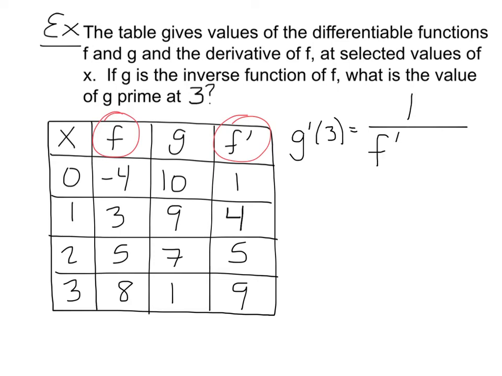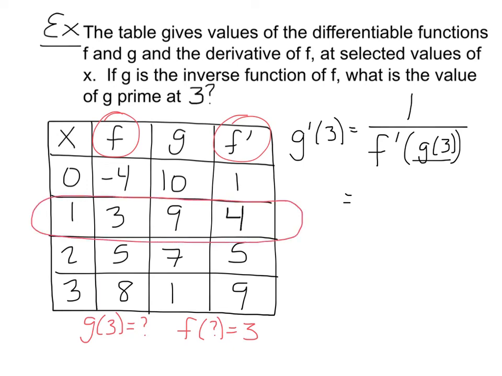So it'll be 1 over f prime, but I'm not going to plug in 3. I'm going to plug in g of 3. Okay, well, let's break it apart. What does g of 3 equal? Well, I don't know. But that's the same as asking me f of what gives me 3. So where does f have a value of 3? That would be right here in this row.